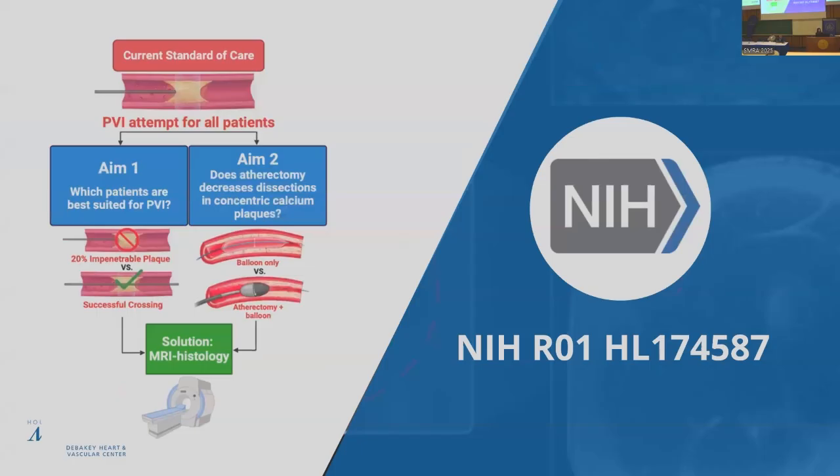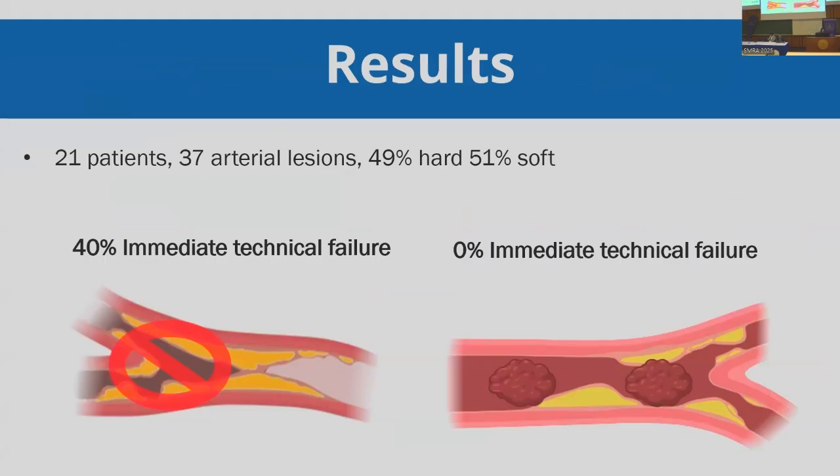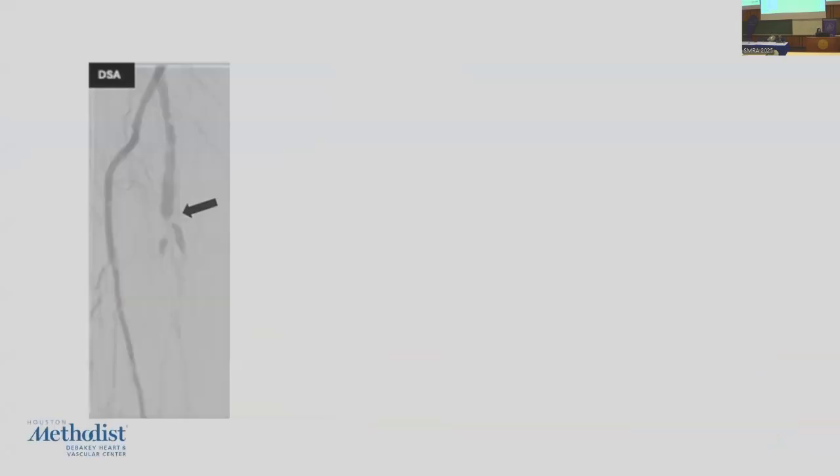This is an NIH R01 funded study. We image patients with a 3 Tesla MRI prior to their intervention using KISS MRA, and then we further characterize the plaque with ultra-short echo time imaging, and we look at different procedural outcomes. In this cohort we had 21 patients, 37 lesions, and half were identified as hard and soft with MRI. With the soft lesions, we had 0 crossing failures. So these are definitely going to be amenable to your endovascular intervention, versus the 40% immediate technical failure rate with the hard lesions. What's really interesting is that often those types of lesions are invisible on our current imaging.